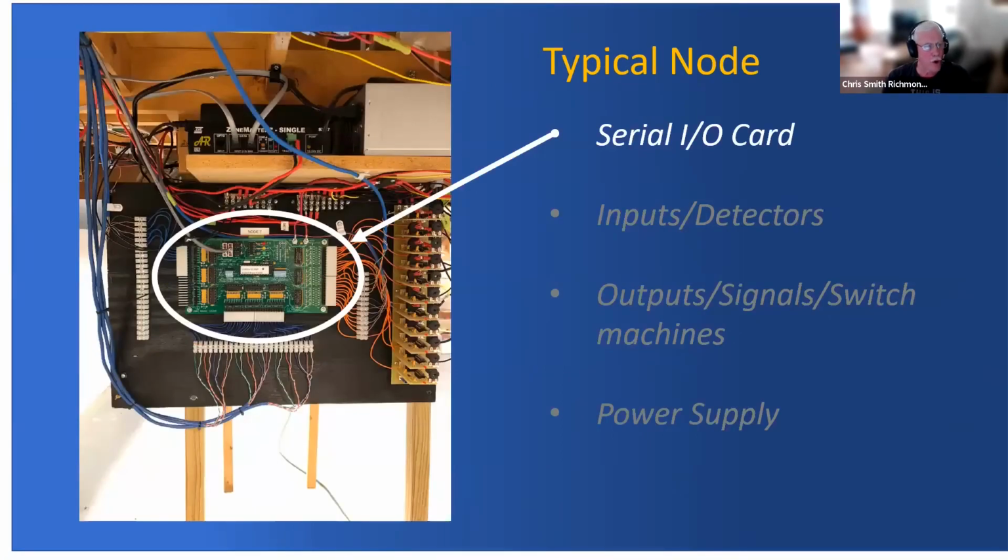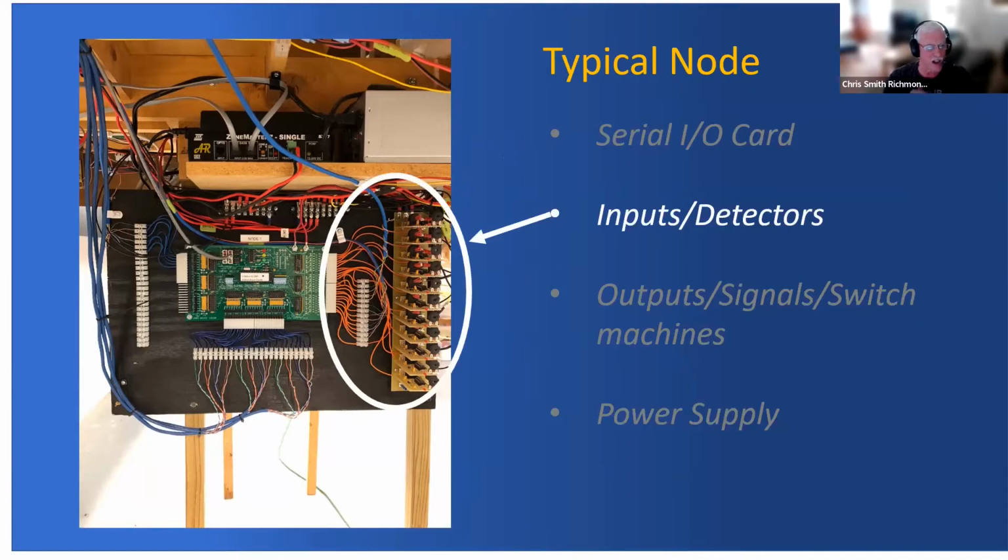A typical node starts with a serial I/O card. It handles the communication from the master computer, and then it distributes messages for its particular address to output ports and reports to the host computer through input ports. So the center card there, it's a super mini node in CMRI terminology.